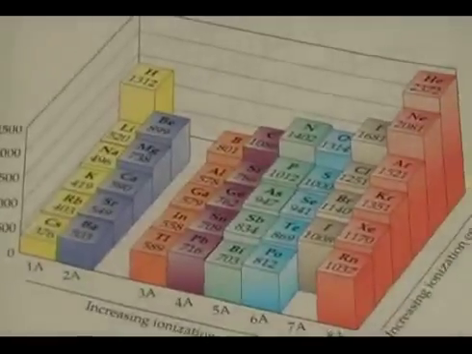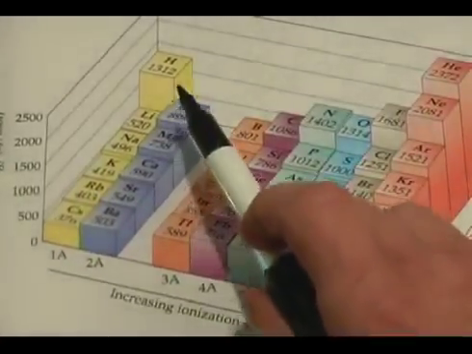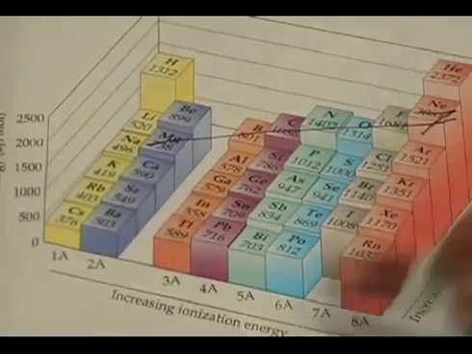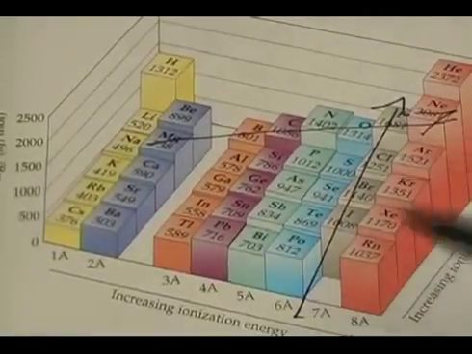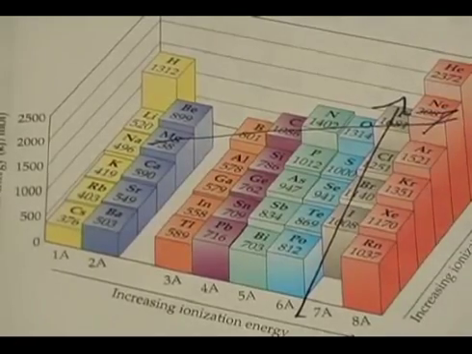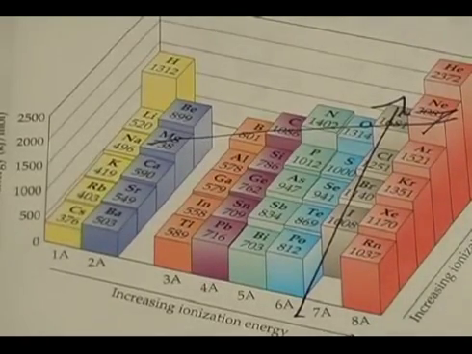If you want to take a look at another diagram of ionization energies, you can take a look at this one in your textbook, figure 7.10. You can see that ionization energy generally increases as you go across the table. And then ionization energy generally increases as you go up the period too, because the electrons are closer to the nucleus.